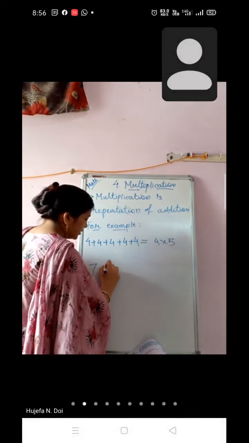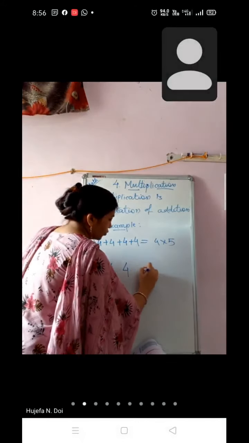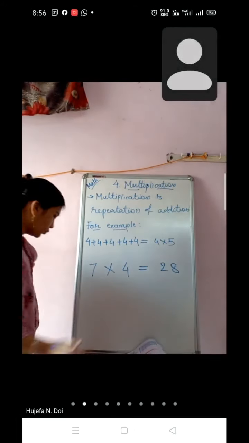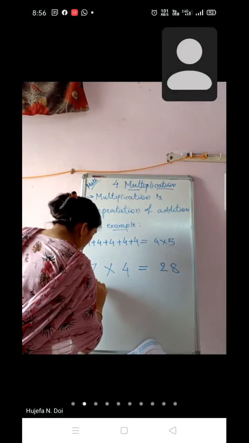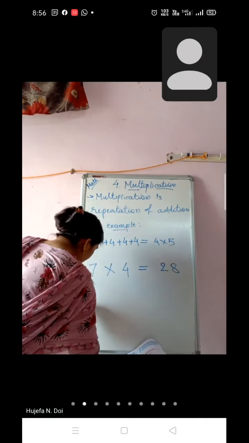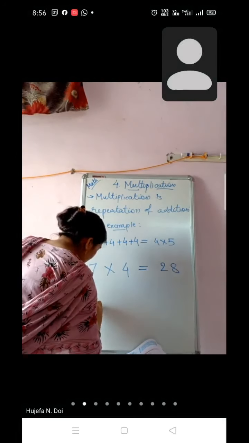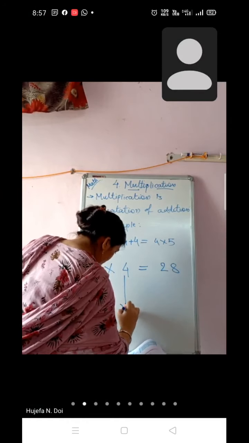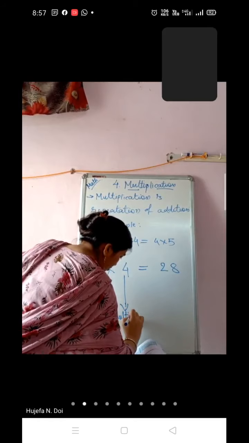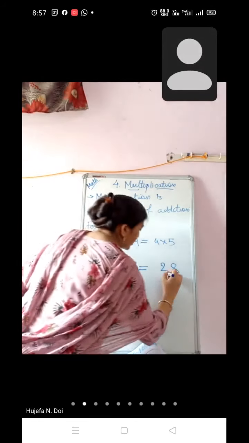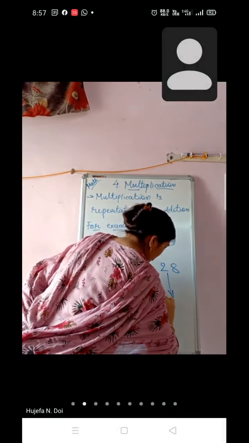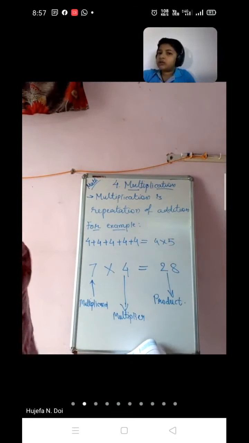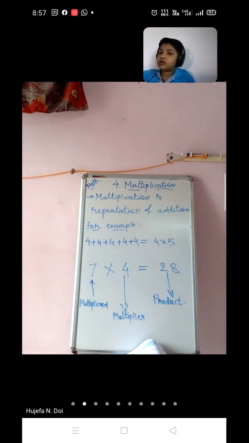7 multiplied by 4 equals 28. 7 multiplied by 4 equals 28. This is the multiplicand. This is the multiplier. The answer is called product. Look yourself first. Complete this. After completion, open your notebook.